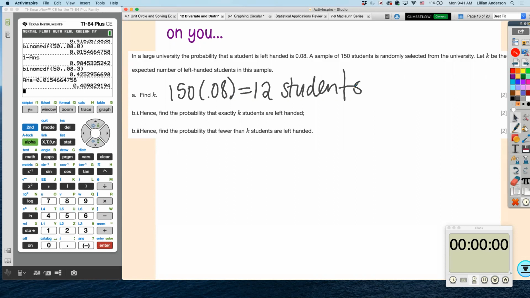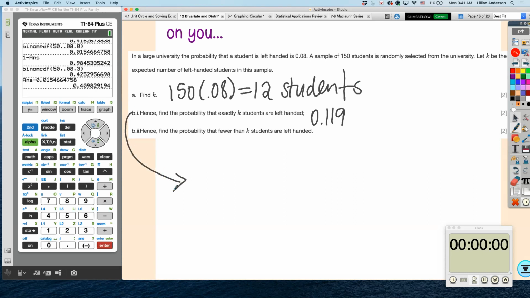Hence, find the probability that exactly 12 students are left-handed. Was it 0.881? Confirm or deny? I don't think so. Okay. Probably wasn't then. I think it was 0.119. Okay, so how did you get that? I just did binomial PDF. This one was a binomial PDF.